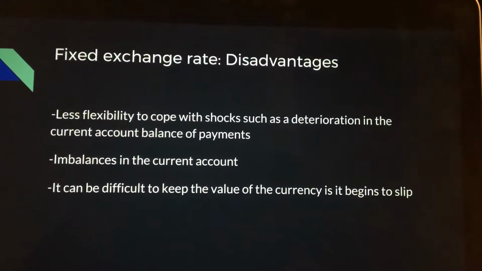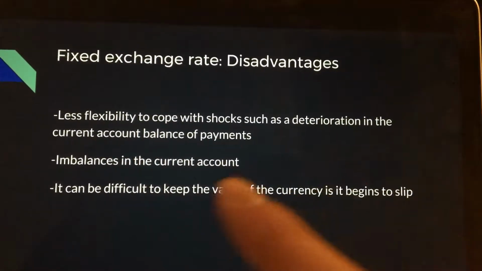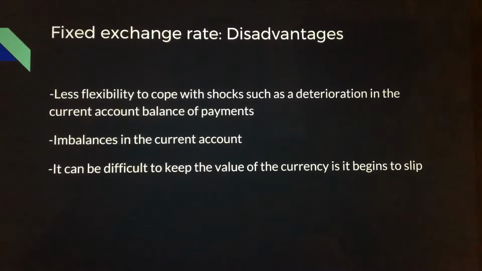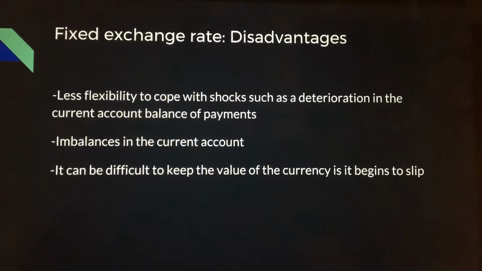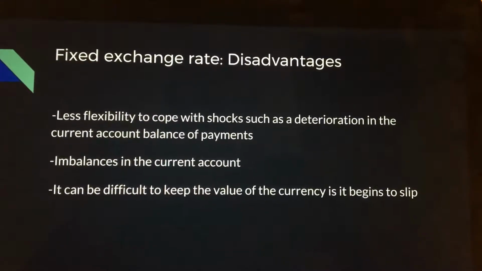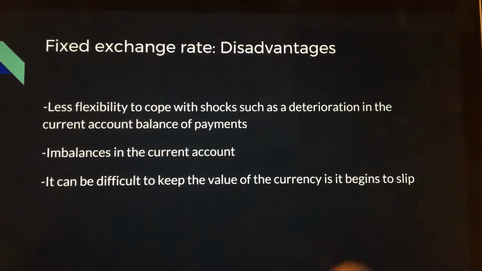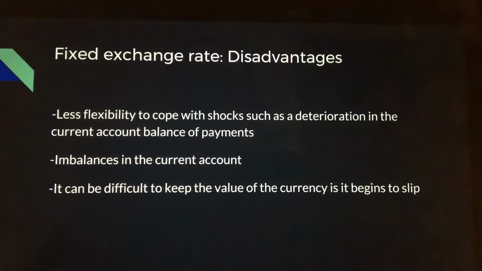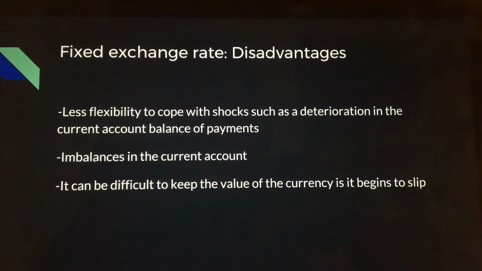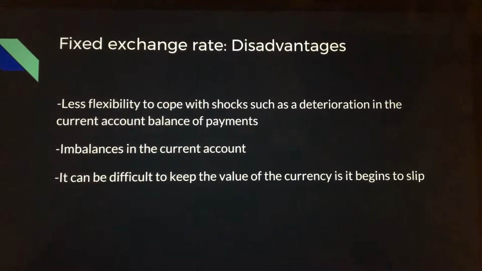Now, the disadvantages of a fixed exchange rate regime. There's less flexibility to cope with shocks, such as a deterioration in the current account balance of payments. Contrary to the advantages, it will cause an imbalance in the current account. And it can be difficult to keep the value of the currency if it begins to slip. So China will struggle with that. If the value of their currency begins to slip too much, then the government will intervene if it's fluctuating too much. But it's hard to bring the value of the currency back up after that starts to happen too drastically. So that's why the government in our article got involved, because the value of the yuan was changing too much. They wanted to get involved before the value slipped too much and it became less valuable.